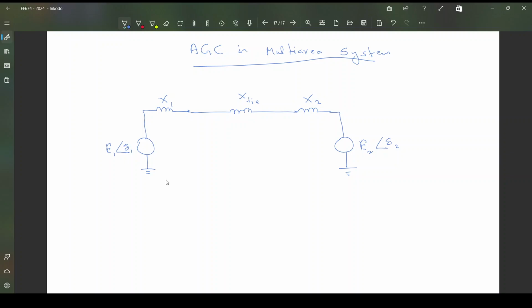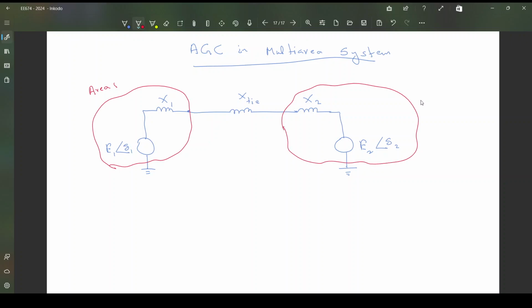So this is basically the area 1, and this is the area 2, and the areas are interconnected with the tie line. Right, so this is basically the tie line.